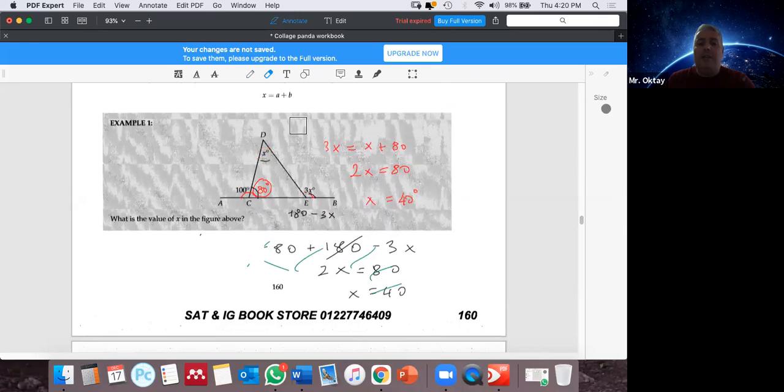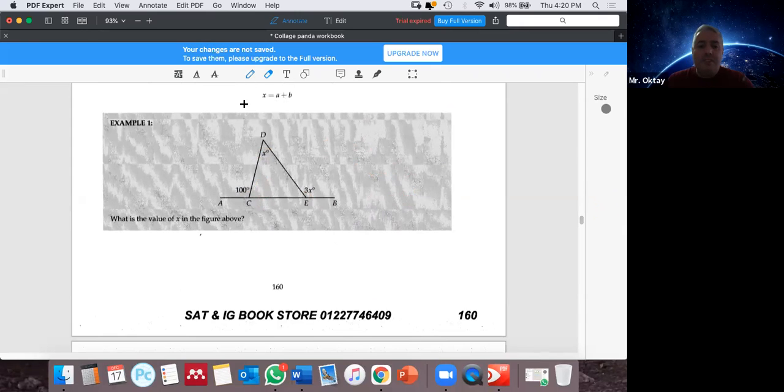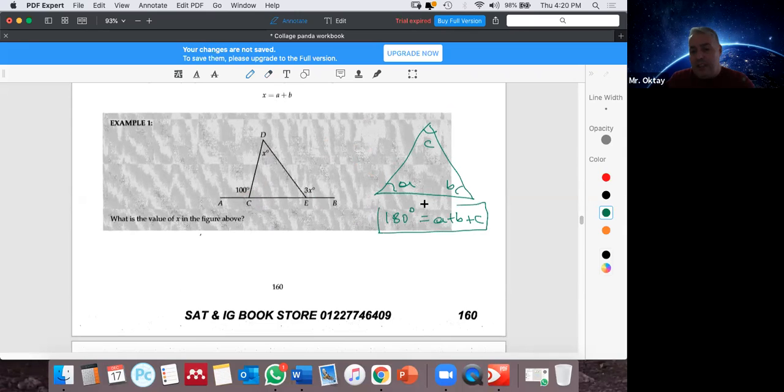Okay, let me explain one more time, just in case you need it. You know this rule, right? Whenever you have any triangle, if you call this A, this B, and this C, 180 degrees is A plus B plus C. We know this. The sum of the interior angles of any triangle is 180.